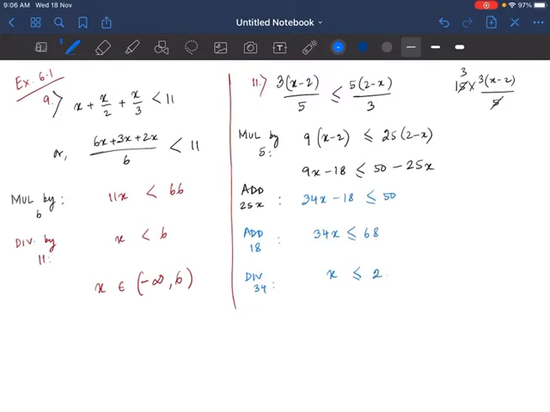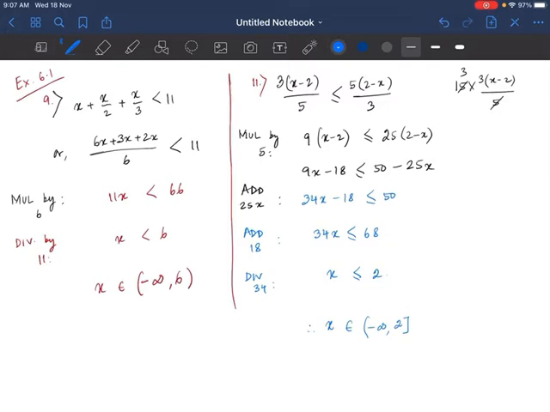Therefore x will be an element of what? x is less than or equal to 2. So it will be (minus infinity, 2]. Since an equal to sign is there, the bracket will be like this. And on the minus infinity side, it will always be an open bracket.